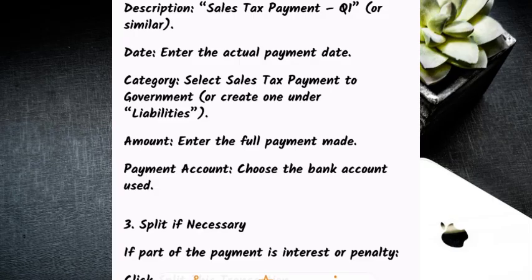And then the category, you're going to select sales tax payments to government, or you can just create one under liabilities. Also, you're going to need to enter the full payments made, that's the amount, as well as the payment account where you're going to choose the bank account that you used.